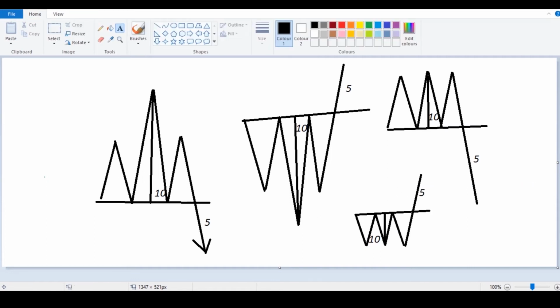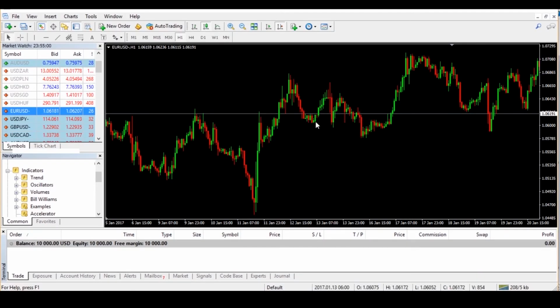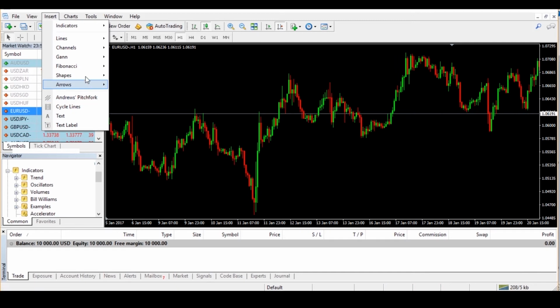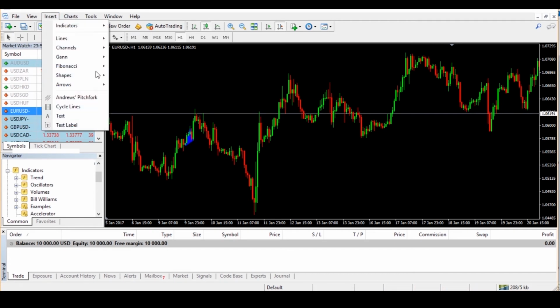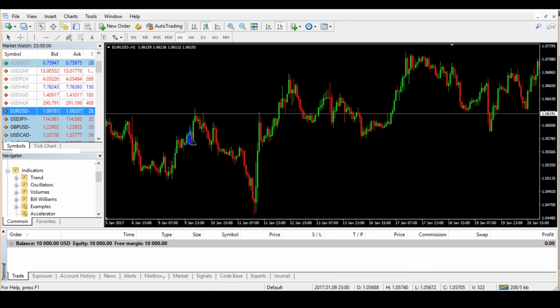So let's look for an actual head and shoulders pattern in the market. This would count as a head and shoulders pattern because you're looking for spikes. So that's 1 spike. There's your spike that is higher. And that is your second shoulder.